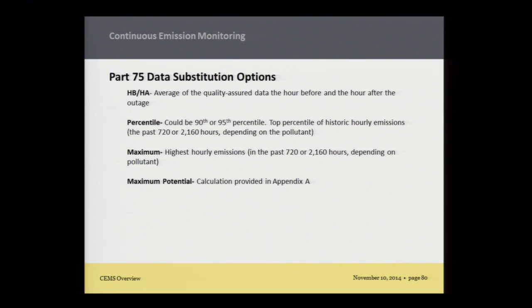So here's your options. HBHA is the average of the quality assured data, which is hour before, hour after, by the way. Average of the quality assured data the hour before and the hour after the outage. The percentile could be 90th or 95th. Top percentile is historic hourly emissions the past 720 or 2,160 hours, depending on which pollutant you're looking at. And the maximum, the highest hourly emissions in the past 720 or 2,160 hours, depending on pollutant. The maximum potential is a calculation that's provided in Appendix A of Part 75.